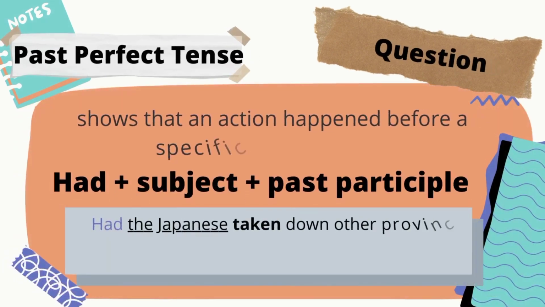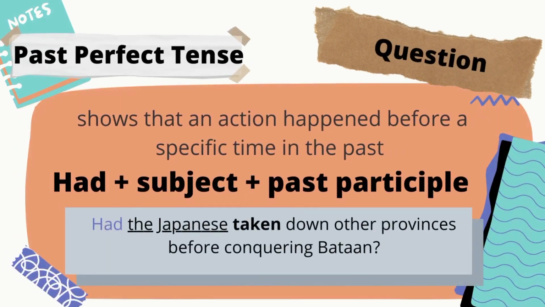Here's another example of an interrogative sentence in the past perfect tense. Had the Japanese taken down other provinces before conquering Bataan? Again, it follows the formula: had plus the subject, which is the Japanese, followed by the past participle of the verb take, which is taken.